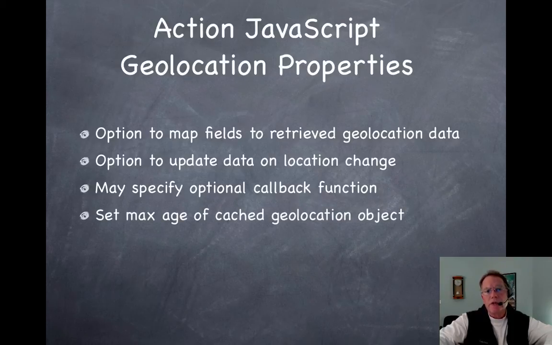You can set the maximum age of a cached geolocation object. So by default, you're going to cache the geolocation, and this is set at 30 seconds. This is in milliseconds, so it's 30,000 is the default. And you can also set the timeout. So this is set by default at 15 seconds, but can be anything you'd like. So let's take a look at this thing in action.